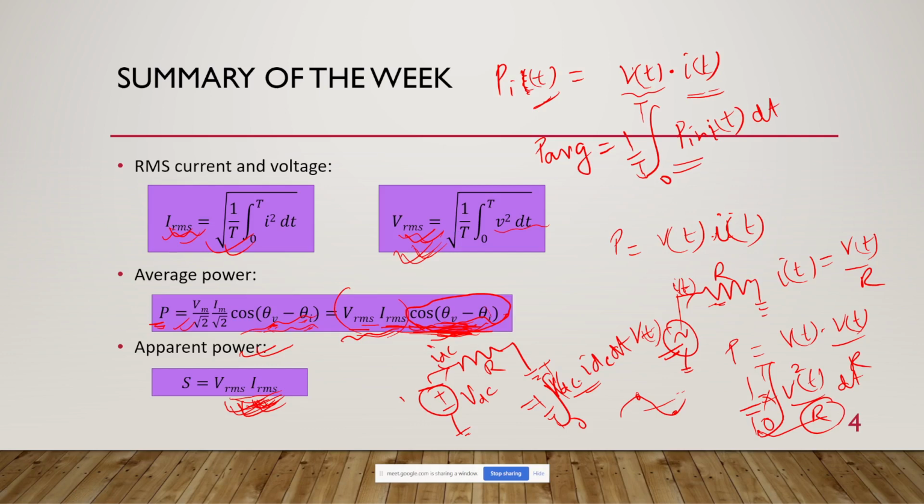And this reactive power, the expression for which is Vrms times Irms times sine of theta v minus theta I, actually represents that exchange. That is reactive power, that is not real power, that is just an exchange of power that is going on. That is not real power, that is not being dissipated anywhere.